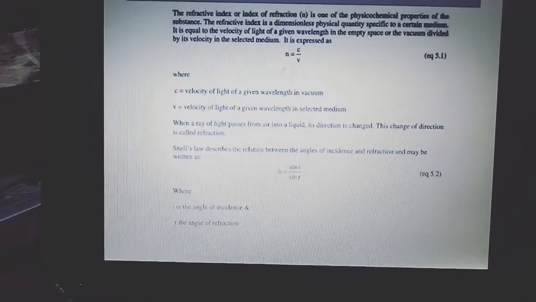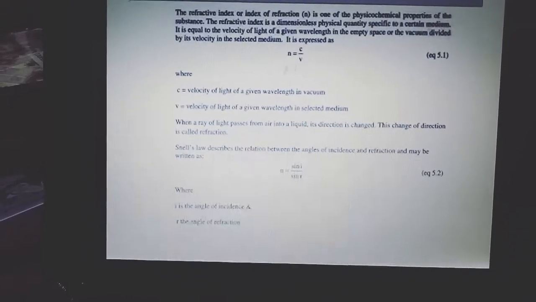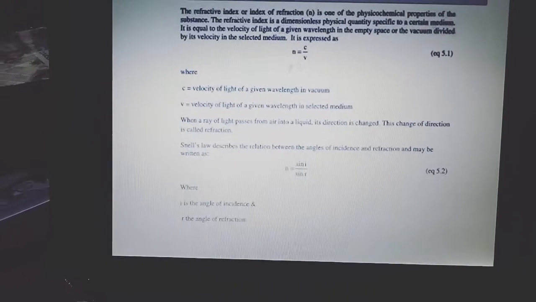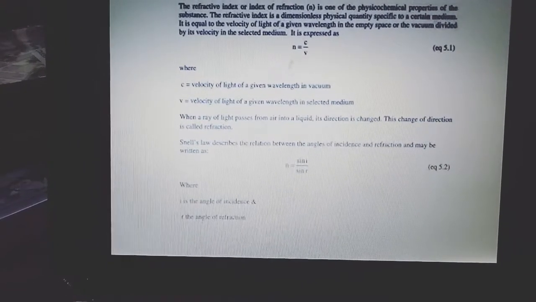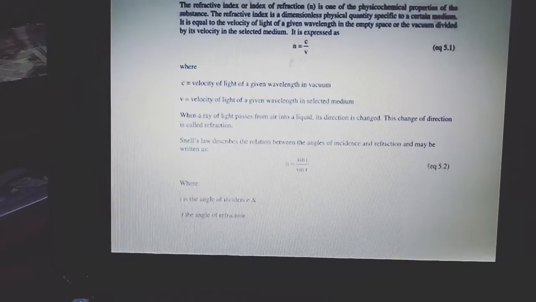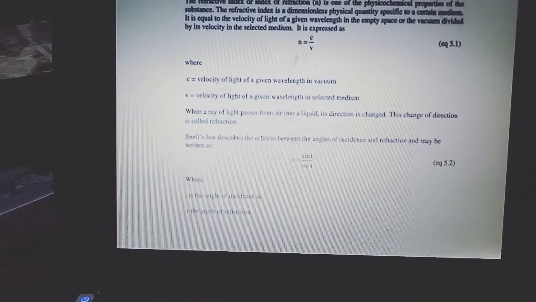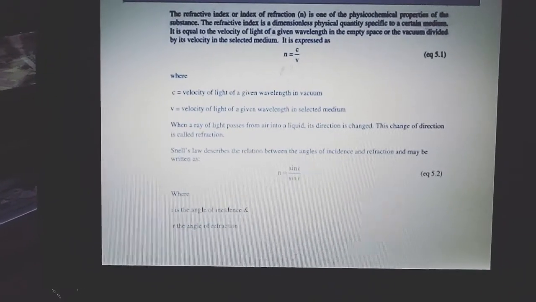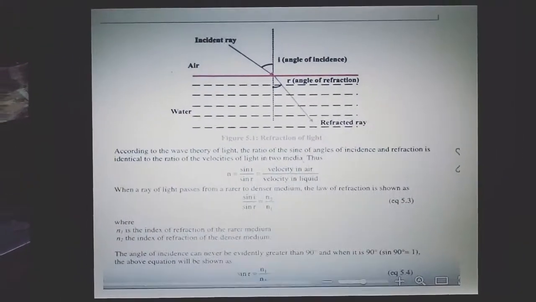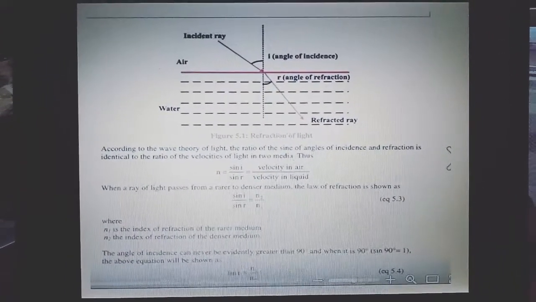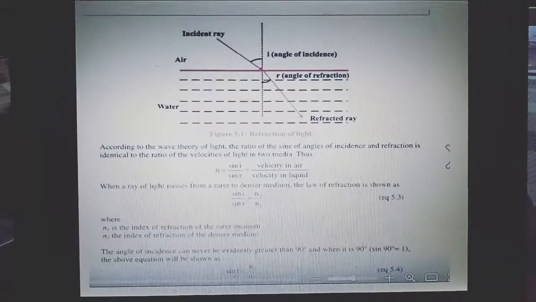Now we will discuss Snell's law. It states that n is equal to sin i upon sin r, where i is the angle of incidence and r is the angle of refraction. Snell's law describes the relationship between the angle of incidence and the angle of refraction. Now this diagram describes the refraction of light when the light travels from one medium to another medium.